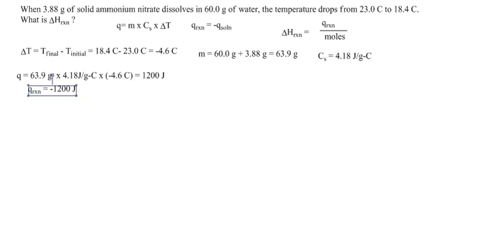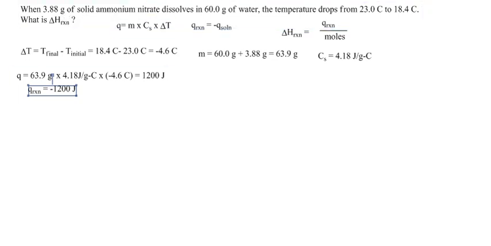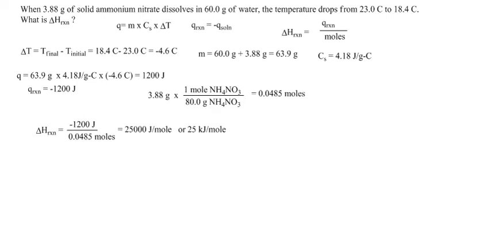Well, when we look at what we're trying to find, delta H, we also need to know the moles that we're talking about, the moles of reaction. In this case, 3.88 grams of solid ammonium nitrate. We need to convert that to moles. So 3.88 grams times 1 mole per 80 grams gives us 0.0485 moles. When we fill that into our expression for delta H, a negative 1200 joules divided by the number of moles we have gives us 25,000 joules per mole, or if we convert it to a more manageable unit, kilojoules, it comes out to be 25 kilojoules per mole.